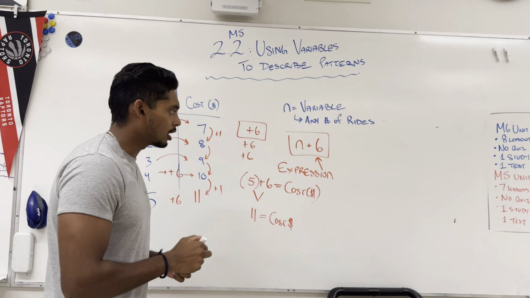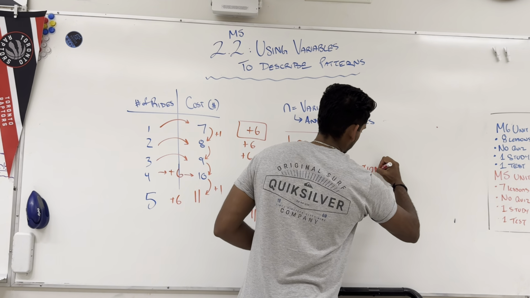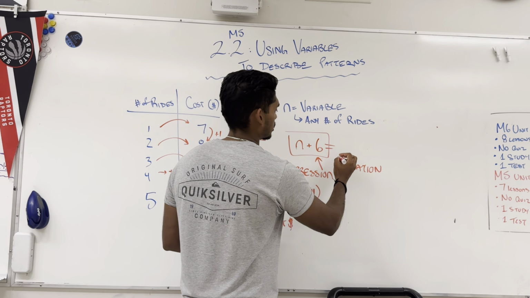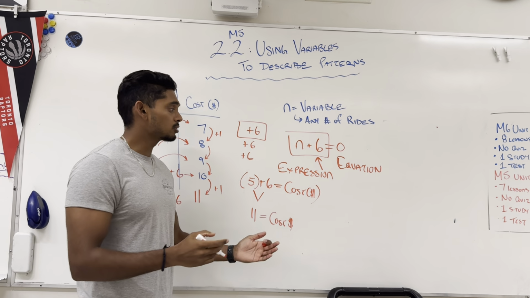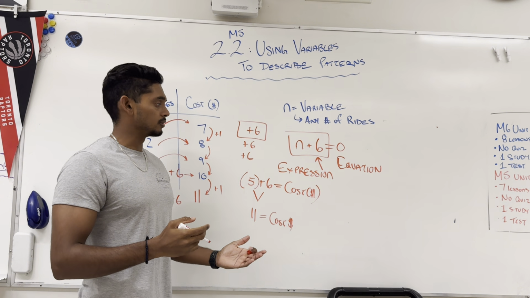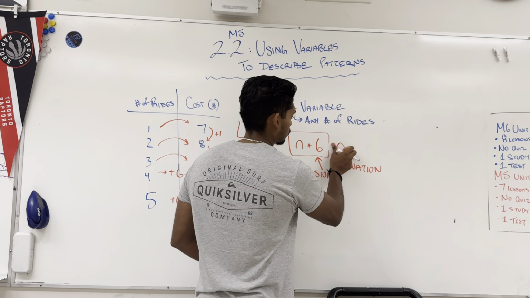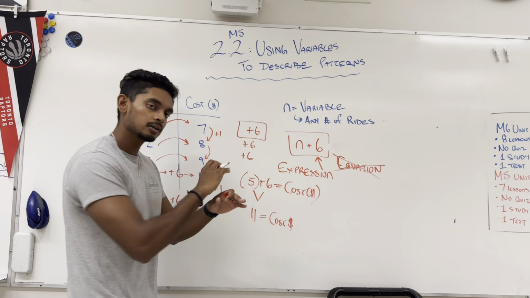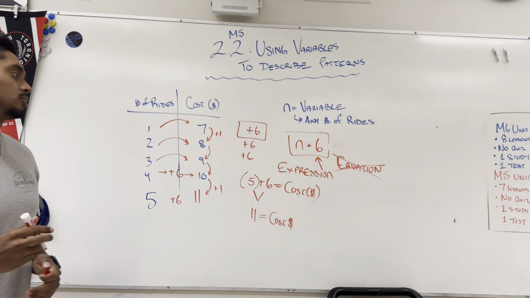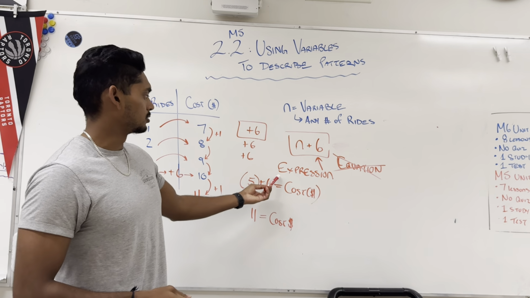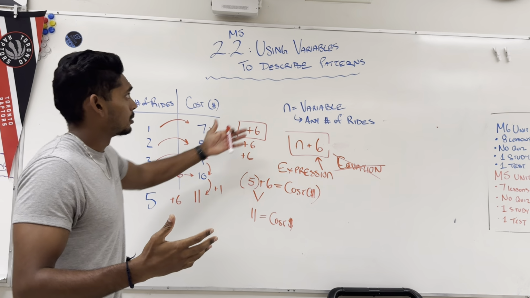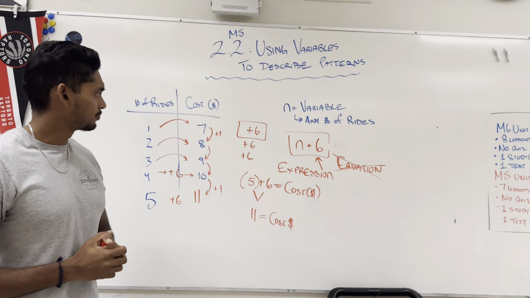It's not called an equation because there's no equal sign. If there was an equal sign, then it's an equation. But here there's no equal sign, so it's not an equation. It's an expression. It's expressing something. It's not equaling anything. It's expressing the pattern. It's like another word for describe.